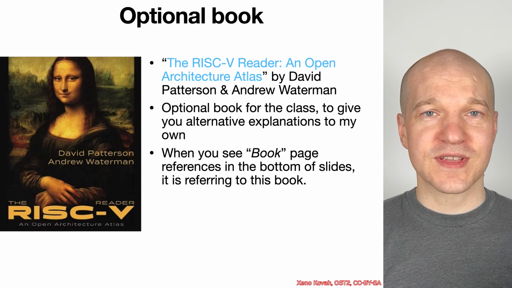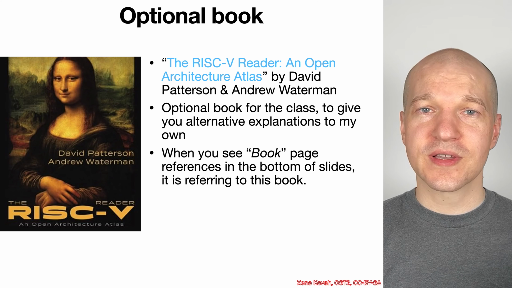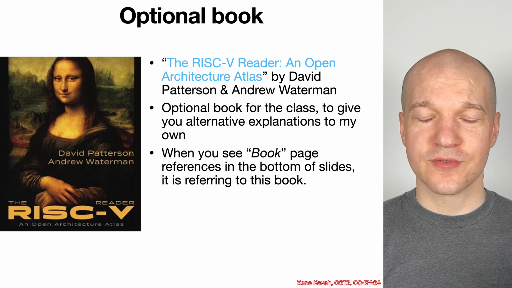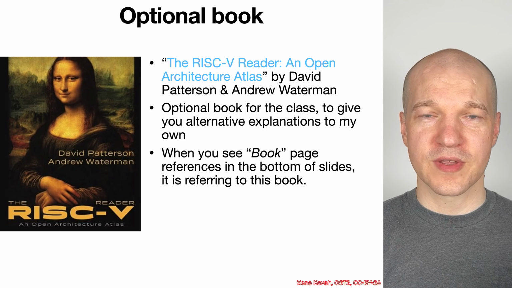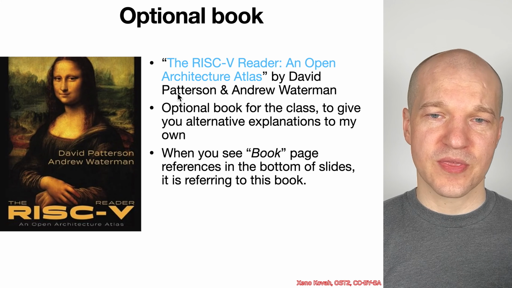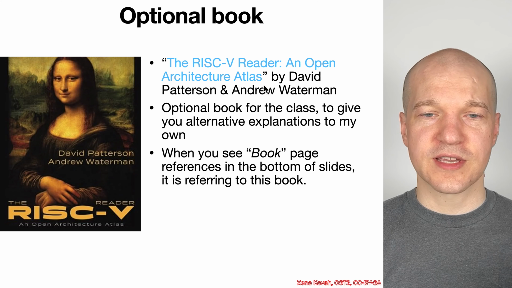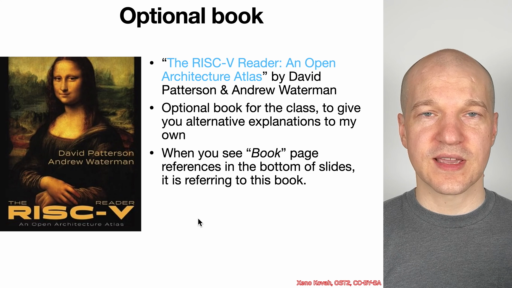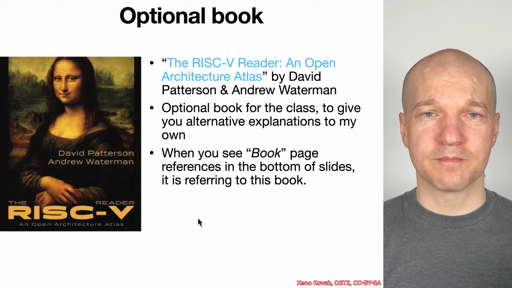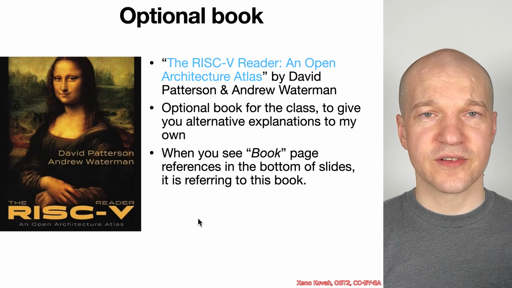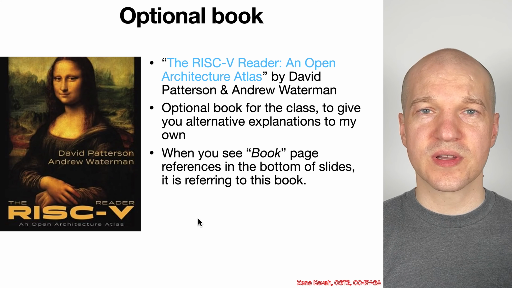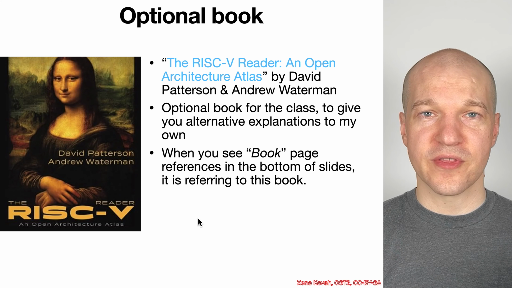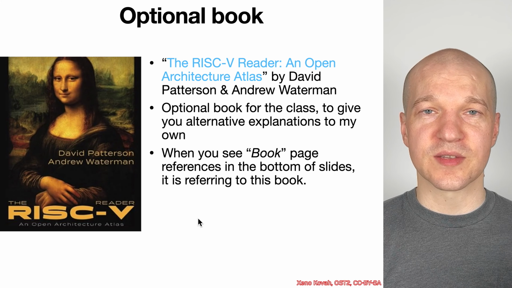Anyways, throughout the rest of this class, there is an optional book. There will be only scant references to it, so it is definitely not required reading. But if you'd like to pick up The RISC-V Reader and Open Architecture Atlas by Patterson and Waterman, those are some of the architects of the RISC-V ISA. And there are at least a couple of diagrams in the class that come from that book that are fundamentally more valuable than what you find in the open documentation.